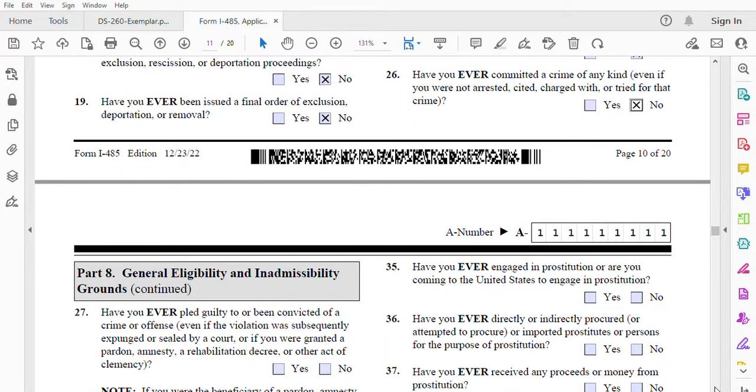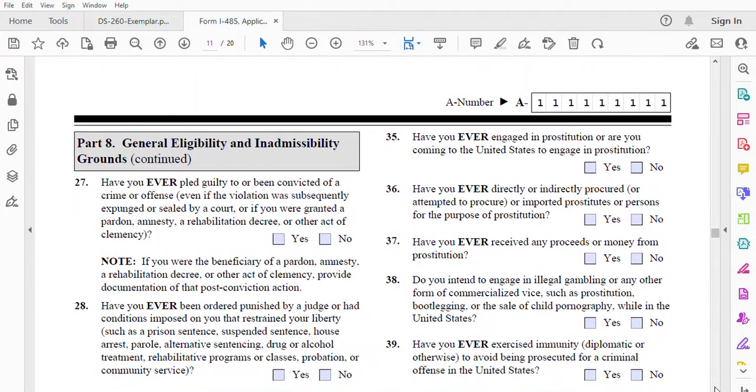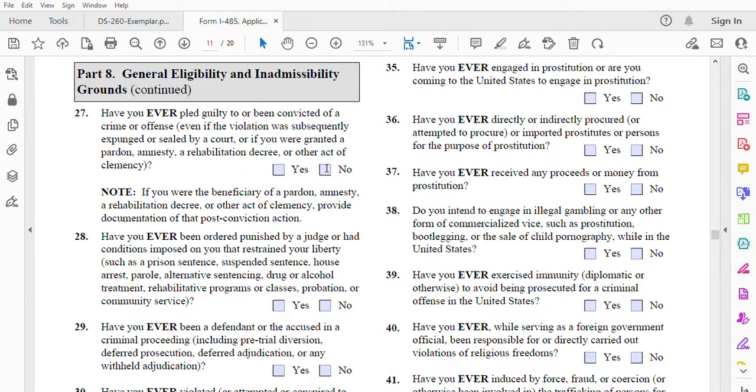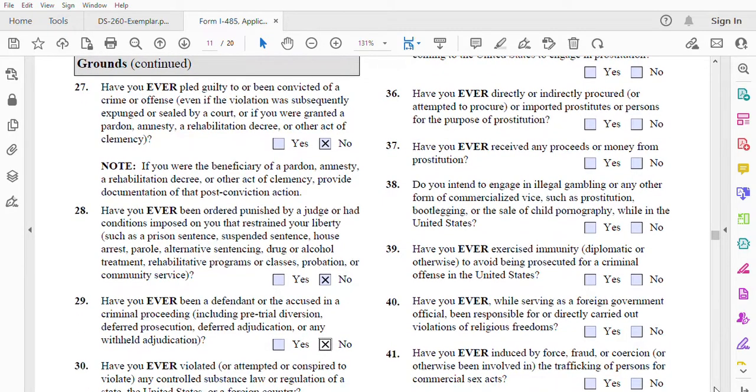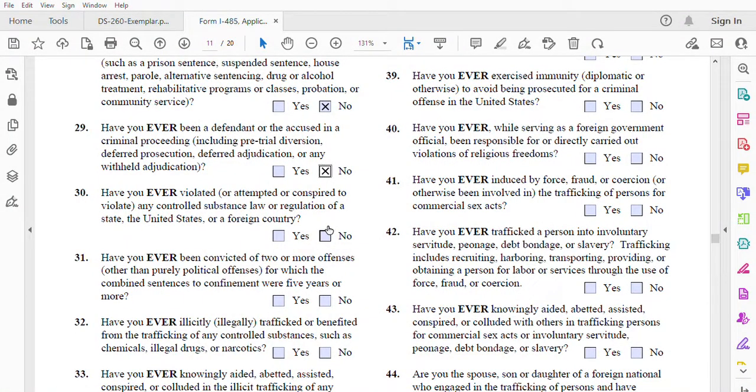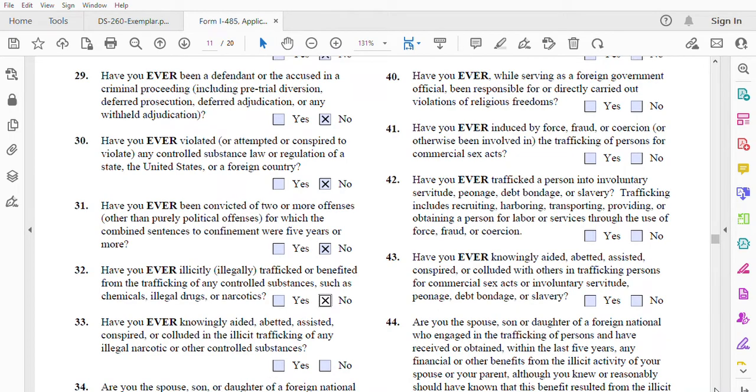We're still talking about part 8. Have you ever pleaded guilty or been convicted of any crime? You're going to read this and answer. I don't want to take too long finding this form. So, no. Have you ever? No. Have you ever been convicted? No. No. Have you ever illegally trafficked? No. Just please read every question carefully and answer the one that applies for you.